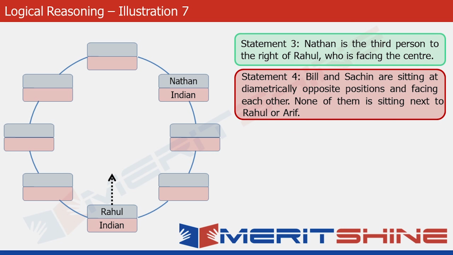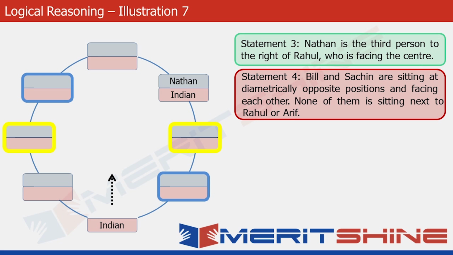Statement 4 says that Bill and Sachin are sitting at diametrically opposite positions and facing each other. None of them is sitting next to Rahul or Arif. Now, if we have to find a pair of diametrically opposite positions, this is one option, the two cells highlighted in yellow. And this is another option, the two cells highlighted in blue.